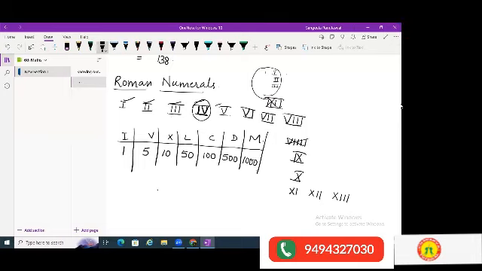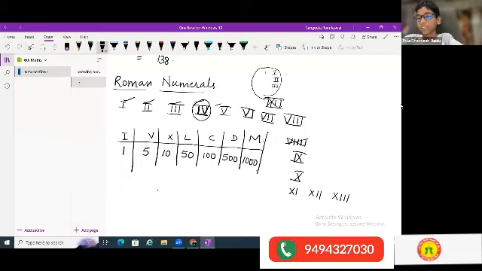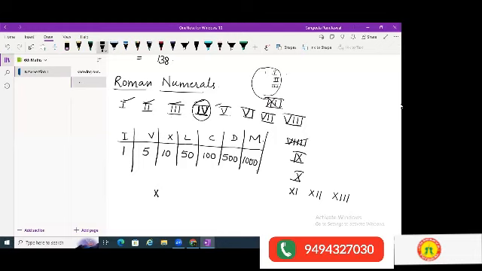L, then X. How do we write 14? That means we need to write L at the starting and X at the left side. Yes, X and then 4, like this. 5 minus 1 is 4, no? Like this we were writing 4. So 10 plus 4. We have written plus 4 towards the right side. So this gives us 14.